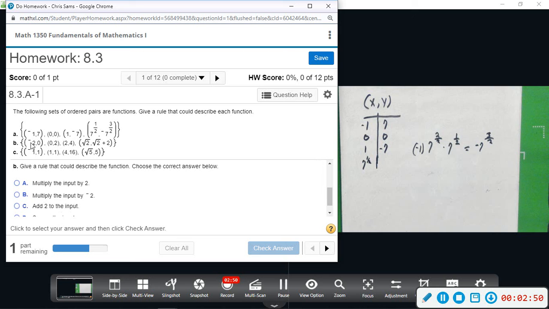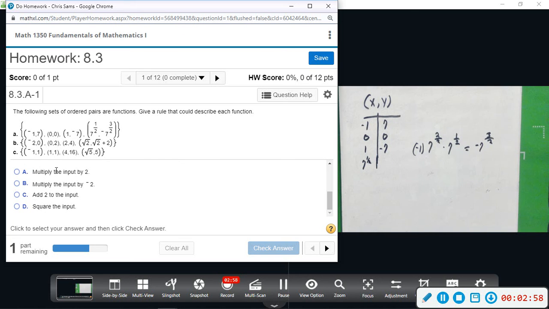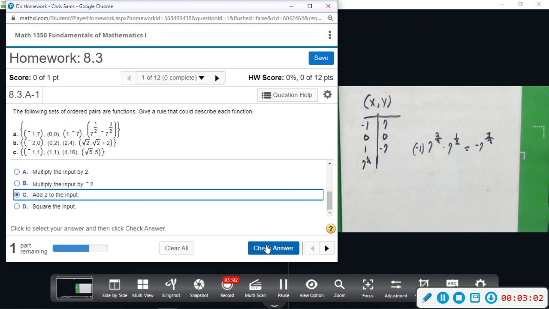C says add 2, so I have -2 plus 2 gives us 0. 0 plus 2 will give us 2, so that looks good. And the third says to square, and squaring it will not work. So we're going to add 2, that will be the rule.